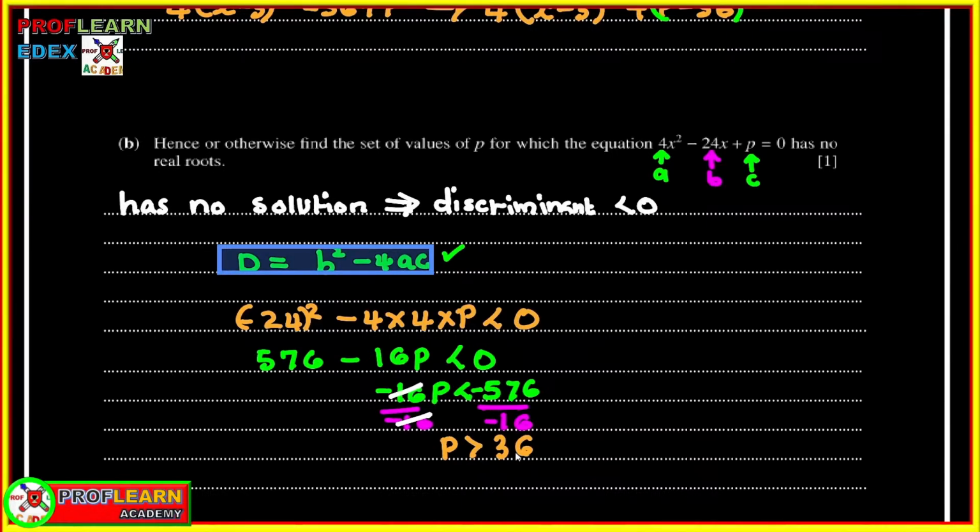Now something that you need to remember is that when you divide both sides by a negative number, you are going to change the sign of the inequality.